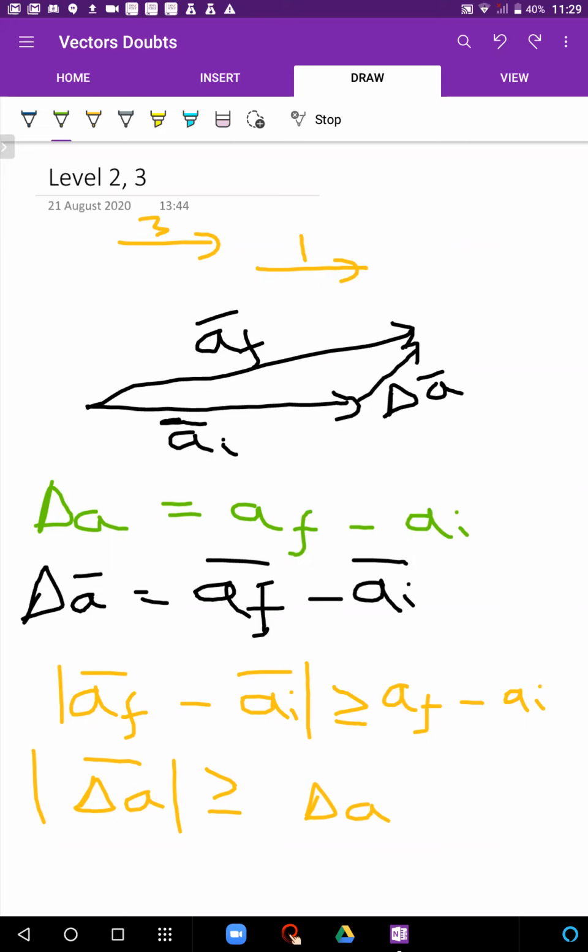So delta A bar का minimum value is A final का magnitude minus A initial का magnitude. तो डेल्टा ए बार का सबसे छोटा वैल्यू इज डेल्टा ए. So the increment in my vector, the magnitude of the increment in my vector is greater than the increment in my magnitude. Okay, did that make sense?